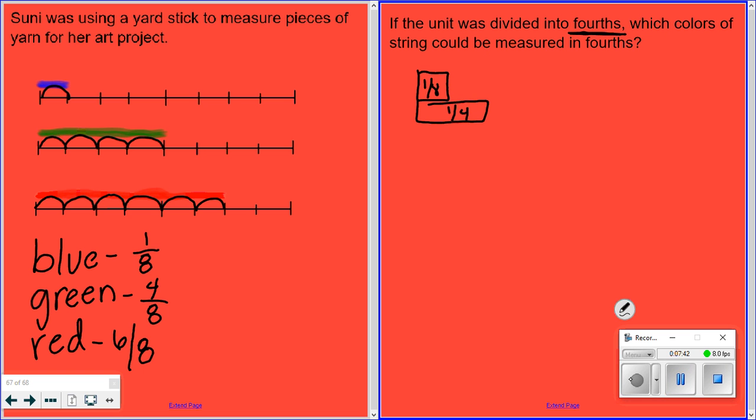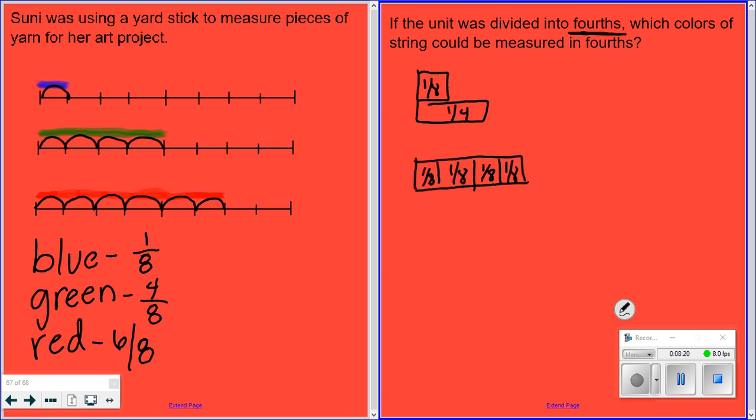So we had our 1/8, which was our blue yarn, and it was too small to be counting with fourths. Kind of like if I wanted to measure an ant using miles. Would that work? No, it would be way too big. My 1/4 pieces are way too big. This next one, though, you should have 4 1/8 pieces, because that is the length of our green yarn.